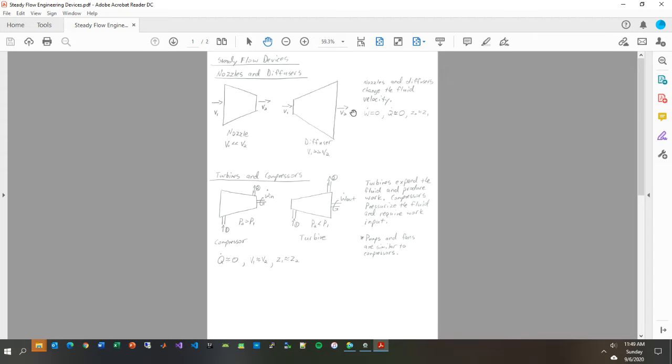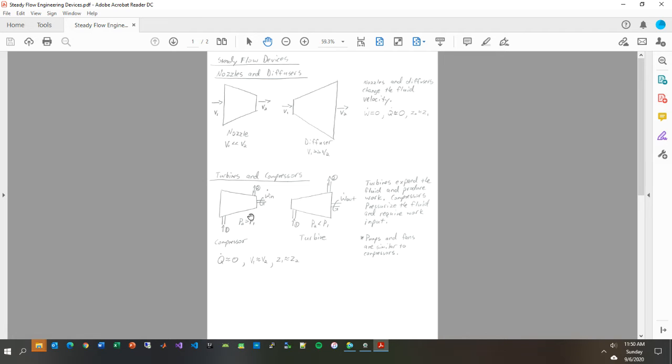There are a few assumptions you can make when analyzing nozzles and diffusers. Mainly, they're typically taken to be adiabatic, so Q is 0. There's no work interaction, which is obvious just from looking at it. And unless they're gigantic, you can take the elevation to be the same, so there's no change in potential energy as the fluid passes through the nozzle.